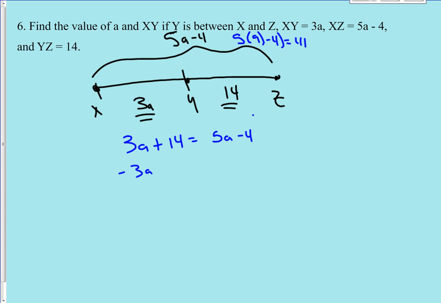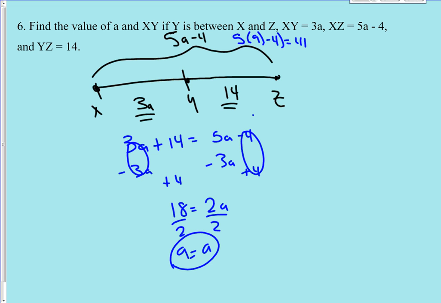So subtract 3a, subtract 3a, a little algebra. Add 4, add 4. Zeros, zeros. So this is going to be 18. This is going to be 2a. Divide by 2, divide by 2. So a equals 9. So a equals 9, then they want to figure out how big is XY. How big is segment XY? Well, that's 3a, 3 times 9, so that'll be 27.